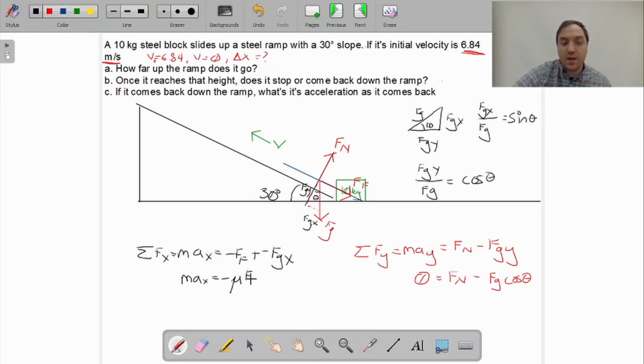I'm also coming over here and substituting in my normal force times mu for my force friction. And there we have it. So now all I need to do is solve for my acceleration. I can find my normal force, I can find my F_g, I can find my acceleration. Go ahead, do that on your own, check back in.